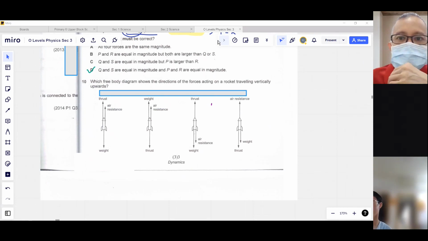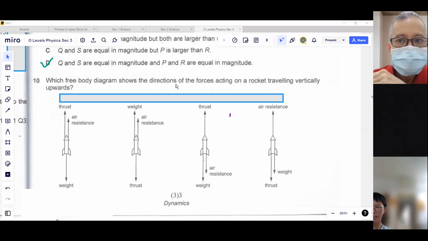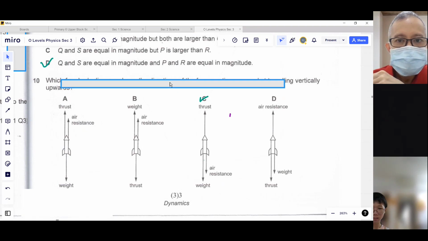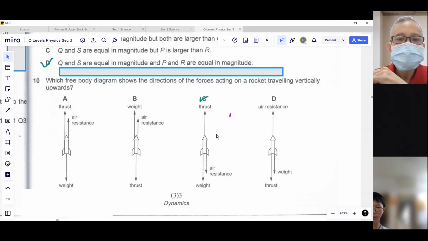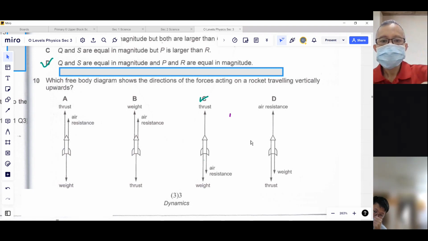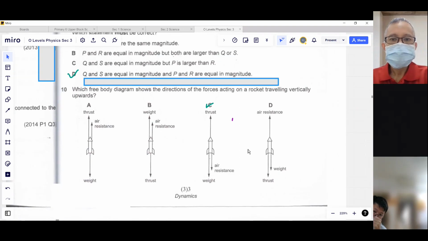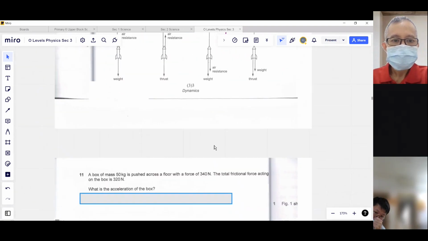Number 10. Forces acting on the rocket. Jing Qian, number 10. C. Yep, good. Make sure you get C. It's moving upwards, so air resistance must be opposite, downwards. Okay, let's go on.